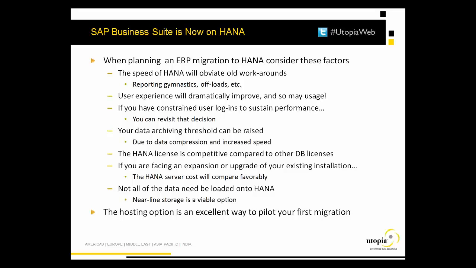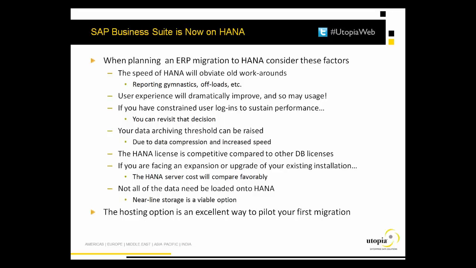By eliminating a lot of those old workarounds, you can add more users, you can save more data, and you don't have to archive the information and offload it. Because of the columnar compression and HANA compression, you keep more data. A lot of old workarounds are done, and the cost of supporting them and the time to use them is all gone. Think carefully about that. Your user experience will dramatically improve, but so may the usage. That's a good thing, because you're going to have people using more data, better data, in a more timely fashion.